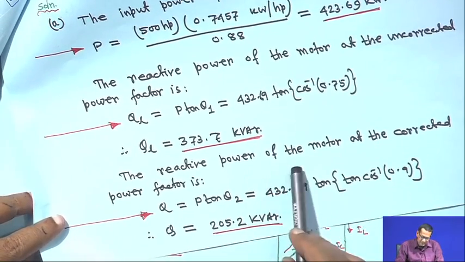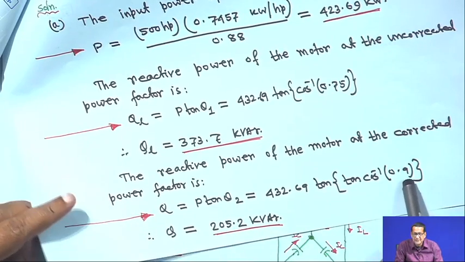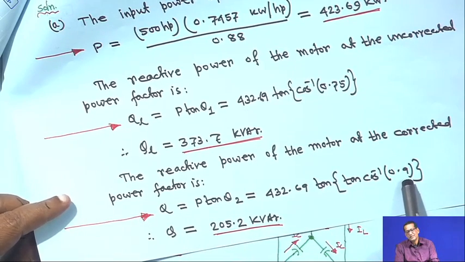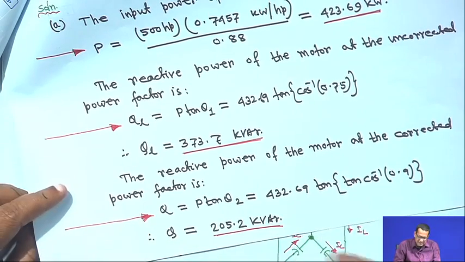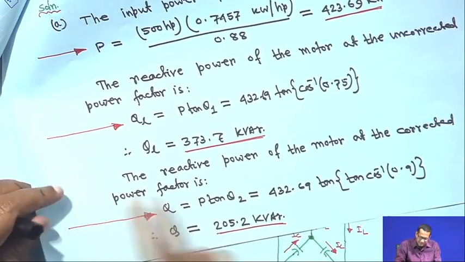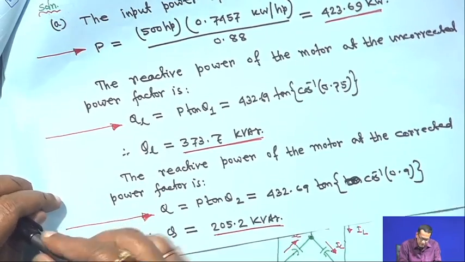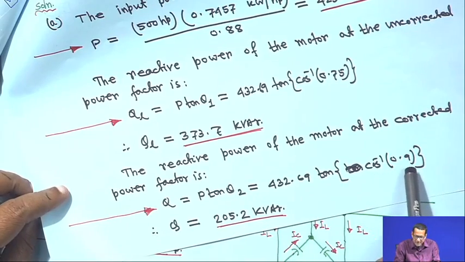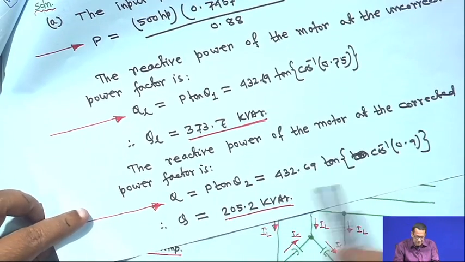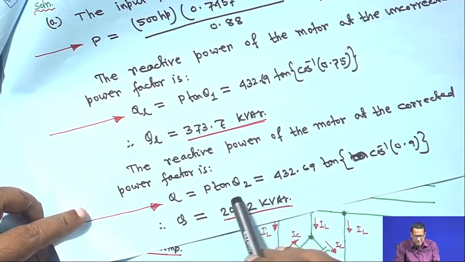Now, the reactive power of the motor at the corrected power factor. The corrected power factor is 0.9, so cos theta 2 is 0.9, therefore theta 2 is equal to cos inverse 0.9. So, it is 432.69 times tan of cos inverse 0.9, whatever angle it comes. So, Q will become 205.2 kilovar, this is your second case.